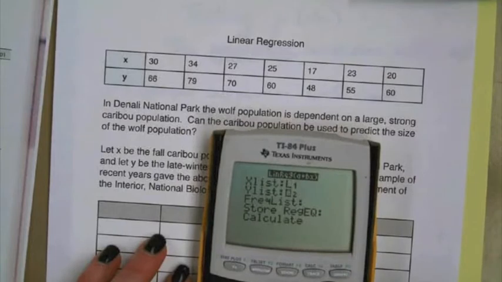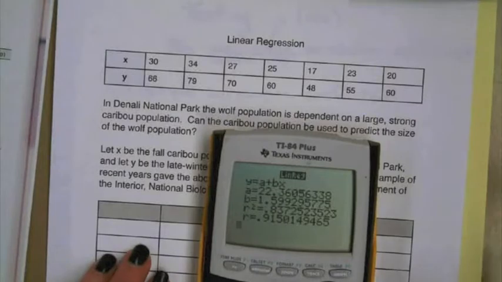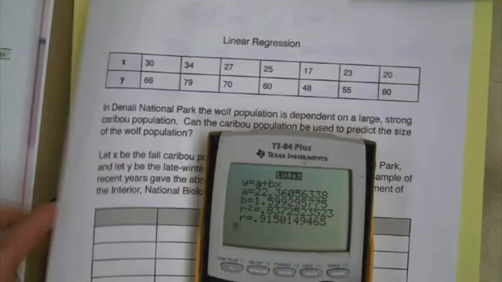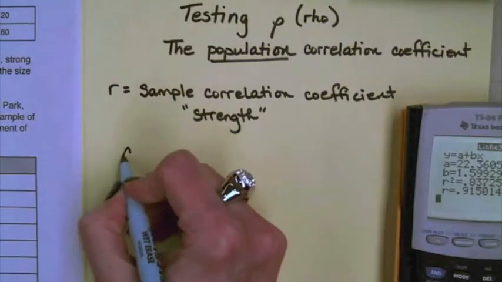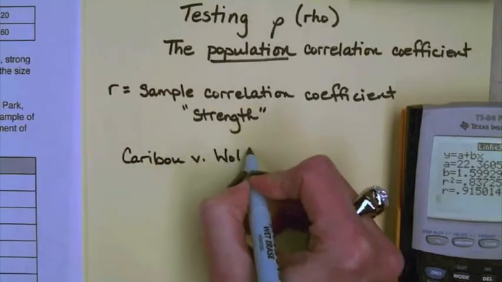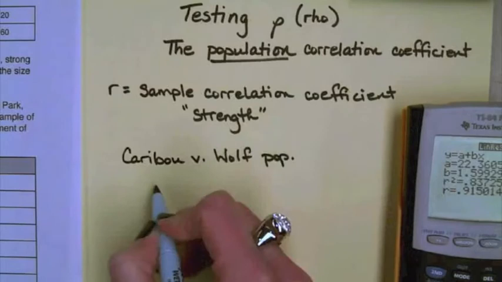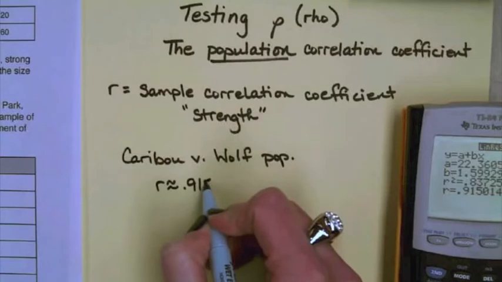I'm going to quit, go to statistics, calculate my linear regression in statistics form, a plus bx. My x's are in list 1, y's are in list 2. If I want, I can go ahead and store that in the y sub 1, and I'm going to calculate. Now I have an r value of 0.915, which is what we needed. So for our caribou versus wolf population, the R value is approximately 0.915.